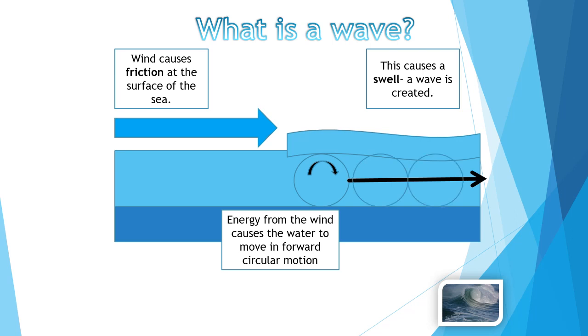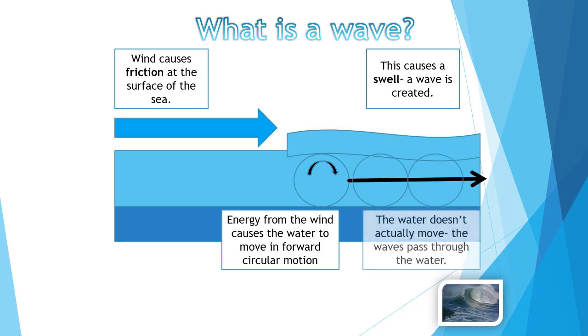The wind pushes these forwards, so the whole wave appears to move forwards, but the water actually doesn't move as the wave passes through the water. What happens is that you see the rising and falling of these circular motions, and it appears that they are travelling through the water.